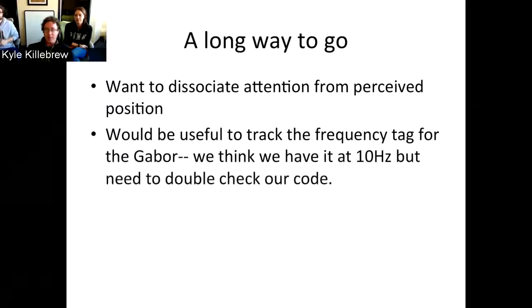One of the things that we would like to have is the frequency tag for the Gabor itself, because the Gabor itself is drifting, and it's going to generate a frequency tag. We've peeked at the data, and we think we have it. We're seeing a spike in the frequency domain at 10 hertz, which I guess would be the temporal frequency of the Gabor, but we need to double check our code and verify that we should be expecting 10 hertz. But it's something that we could get. And so we ought to be able to have two distinct signals, one that's the background and one that's the Gabor itself.